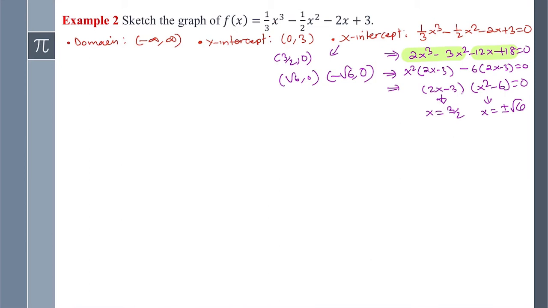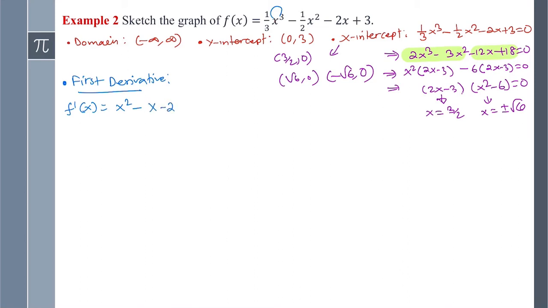So now next, we don't have any horizontal or vertical asymptote because this is a polynomial function. So we'll go ahead and find the first derivative of this function. A prime of x equals, so bring that 3 down, cancels with this 3, so we get x squared minus x minus 2. So that's the first derivative.